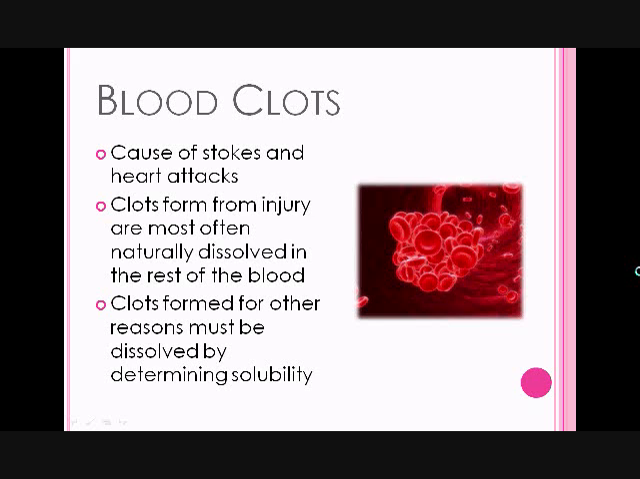Often, blood clots caused by injury can be dissolved naturally in the rest of the blood. Blood clots formed for reasons other than injury can be very dangerous. The first step for removing such blood clots is to determine its solubility, which can then be properly dissolved through surgery or medication.